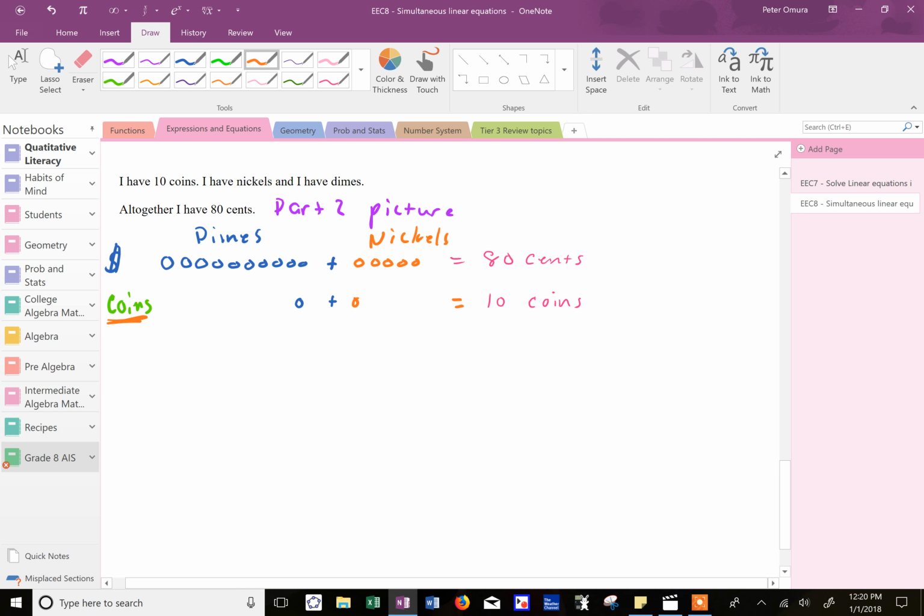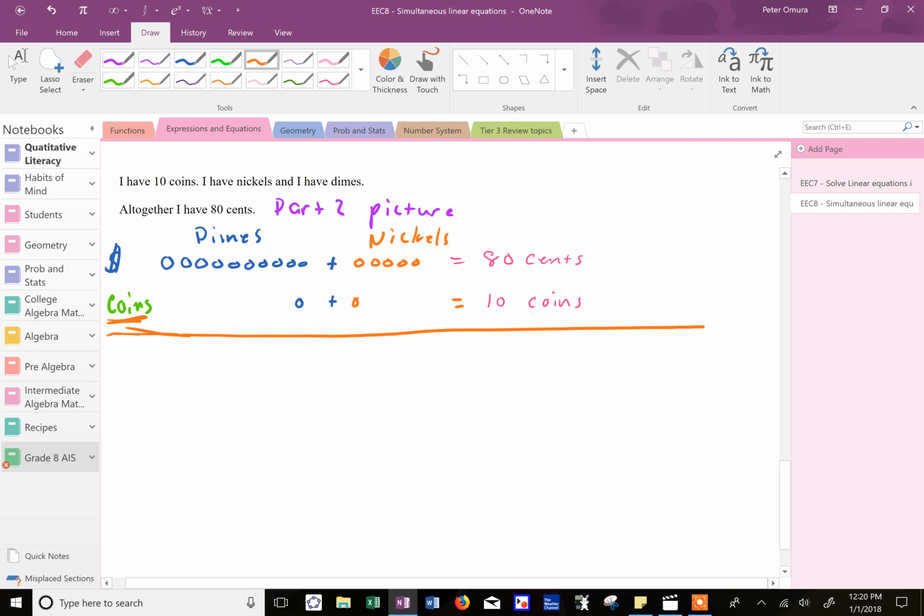Now, this might not be the most efficient manner to solve simultaneous linear equations, but I am going to show you something that's kind of neat. If I could get rid of all my nickels, I'd be in good shape. Now, I can't just add 4 nickels because that wouldn't really make any sense. But what I can do is this.